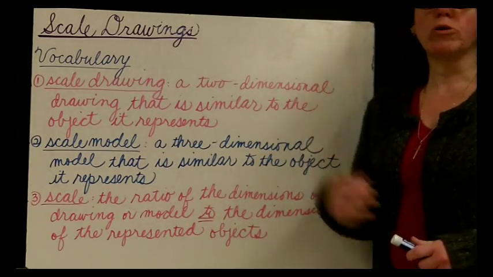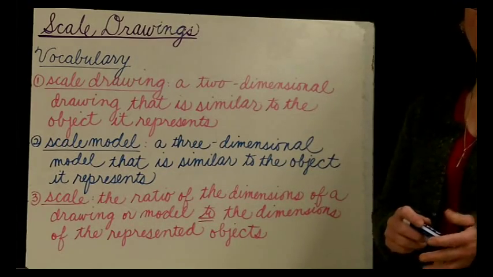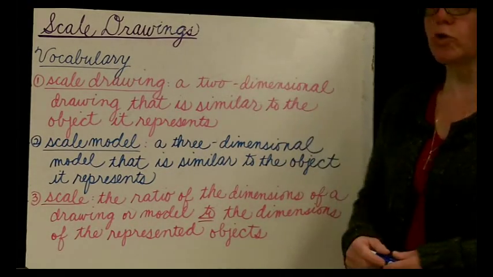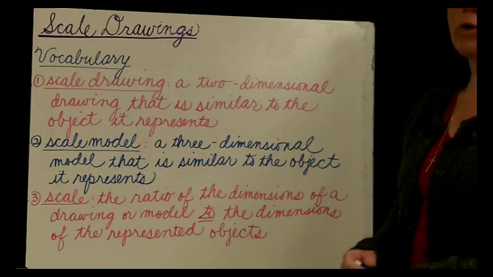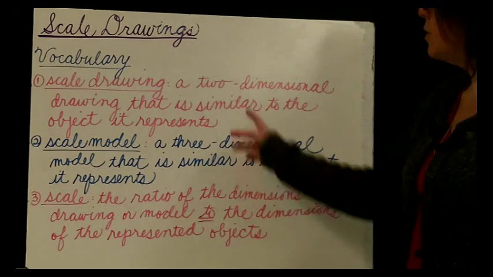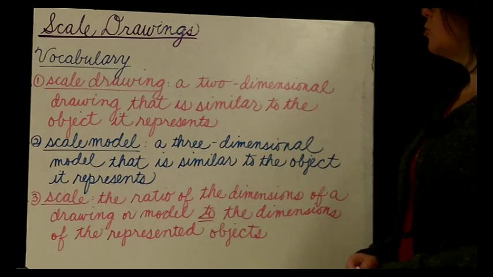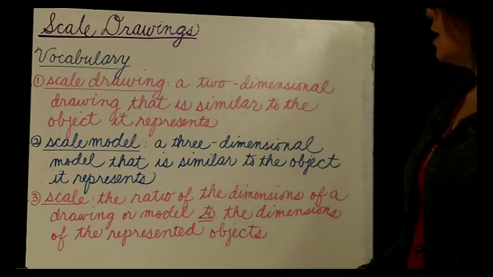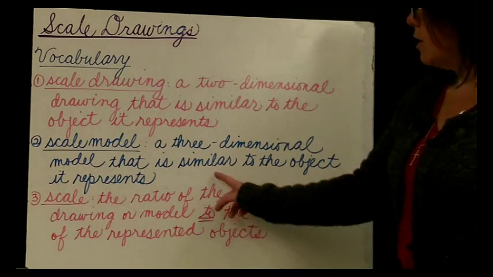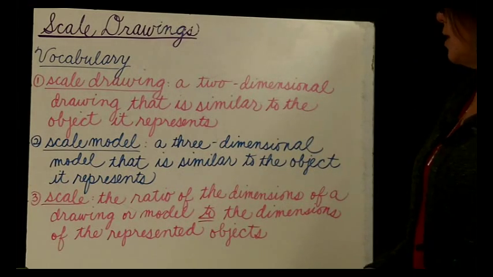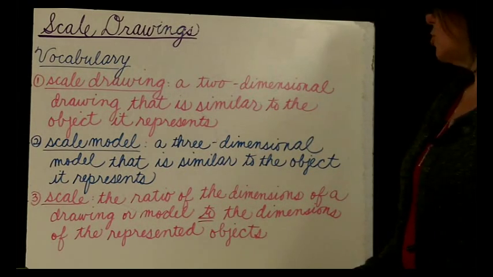So now that you know about proportions and measurements and similar figures, we can move on to scale drawings. Let's go over 3 vocabulary terms for this lesson. First, we have scale drawing. A scale drawing is a 2-dimensional drawing that is similar to the object that it represents. Next, we have scale model. A scale model is a 3-dimensional model that is similar to the object that it represents.